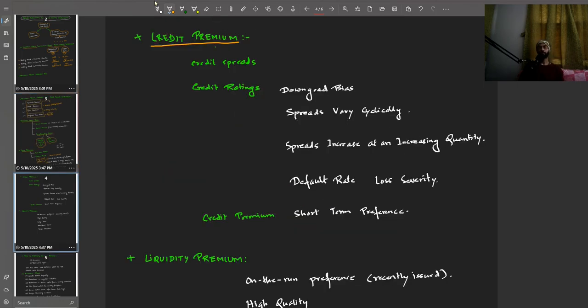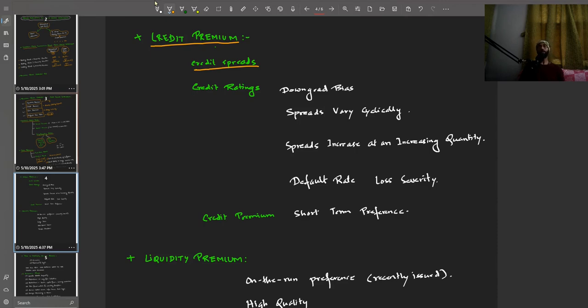Then we come to the credit premium. Now we have spoken about default rates, we have spoken about the second block, which is the term premium. The third block is the credit premium. So what are the factors which ascertain the credit premium? Let's understand that. One thing is, credit spread is a very good measure of the credit premium. The information of credit premium is found in the credit spreads. This is what empirical research suggests.